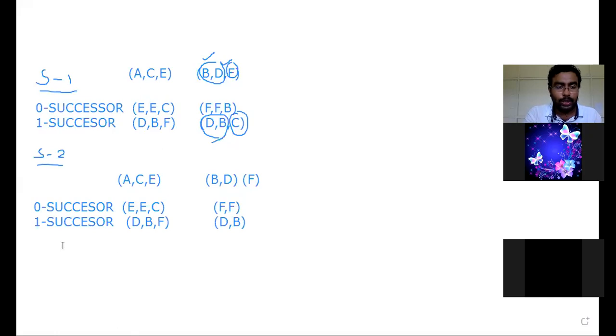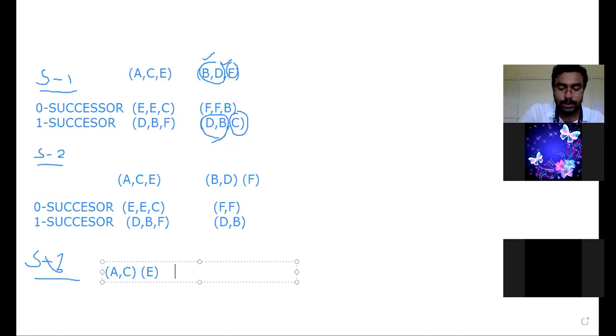So tell me, students, how I am going to partition here, from state 2 to state 3. In state 3, I make states A and C a single group, and E is separated here. The other groups are B and D in the same group, and F is separated here. Okay, students, is it right to separate AC into one group, E into one group, BD into one group? Yes.